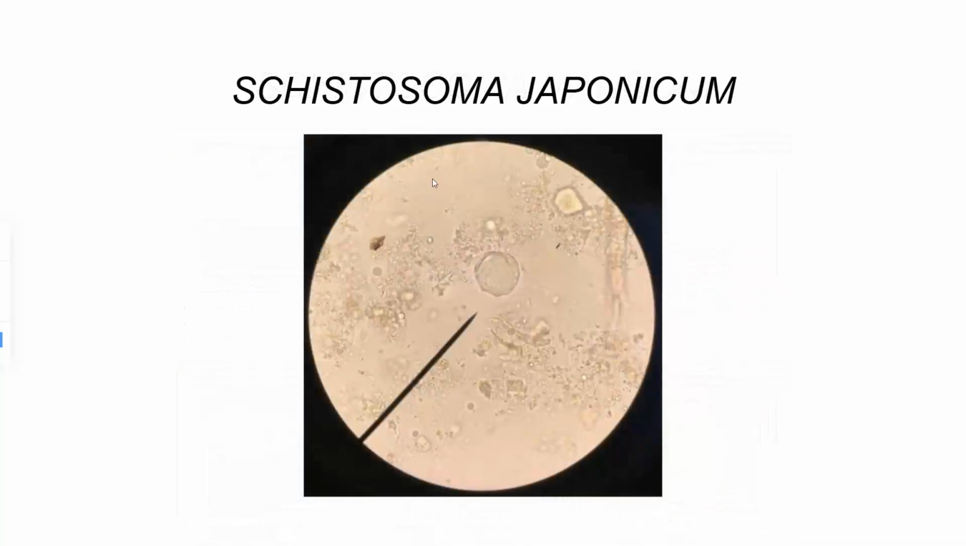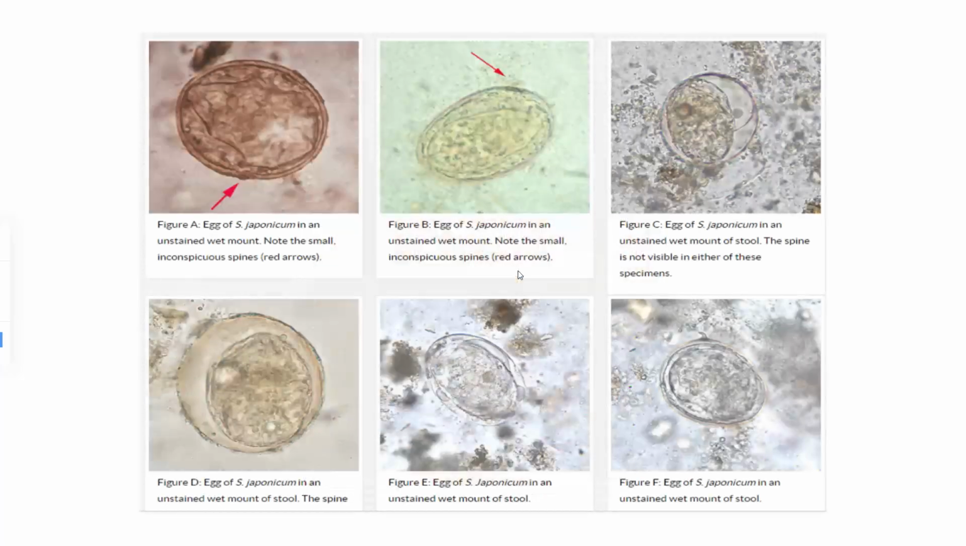This is a picture of Schistosoma japonicum. This one is almost circular with some ripples along the edges. And some more pictures of Schistosoma japonicum. You do see these inconspicuous spines that kind of stick out on the sides here, and they are pretty circular.